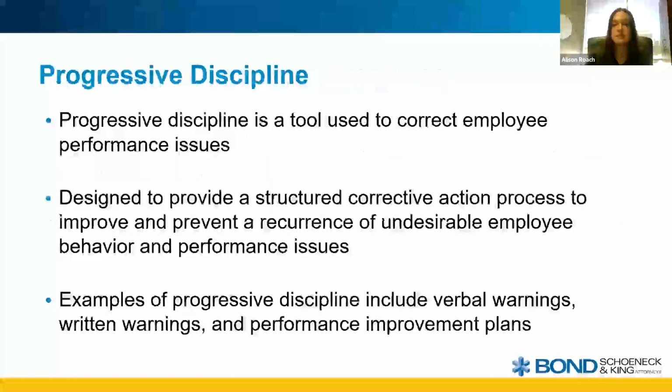Next slide, please. Okay, so progressive discipline is a tool that's used to correct employee performance issues. It's designed to provide a structured corrective action process, which is meant to improve and prevent a recurrence of undesirable employee behavior and performance issues. Examples of progressive discipline may include multiple types of warnings, like a verbal warning, written warning, final warning, and then, of course, performance improvement plans.